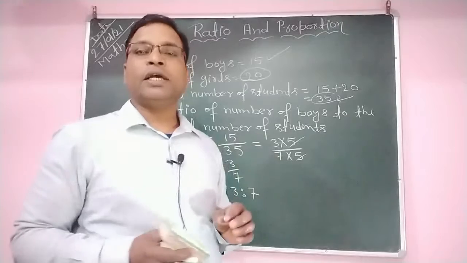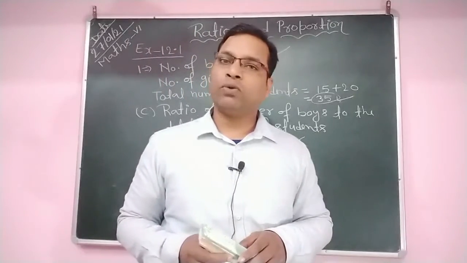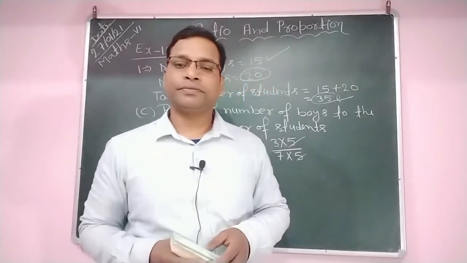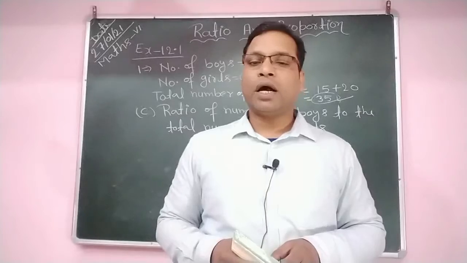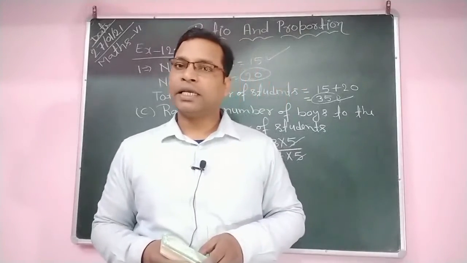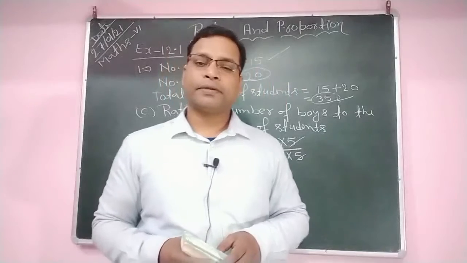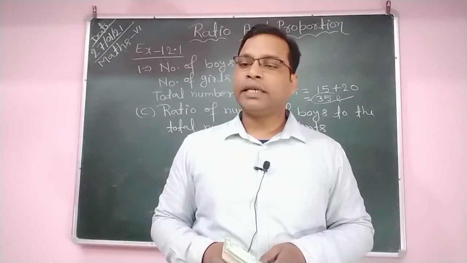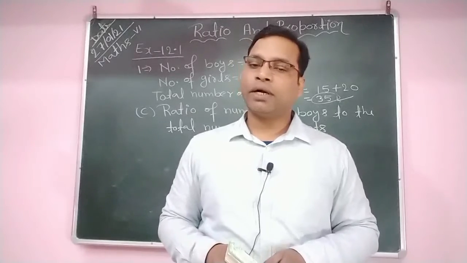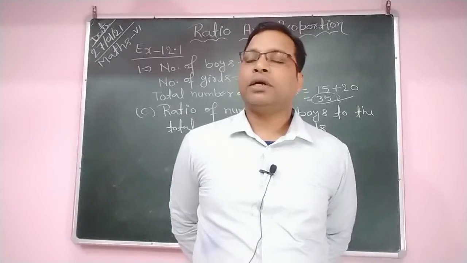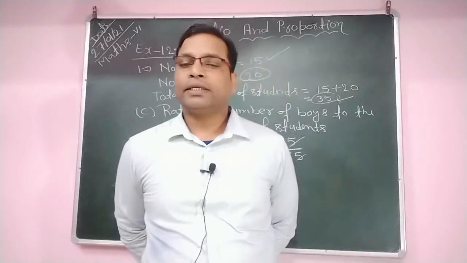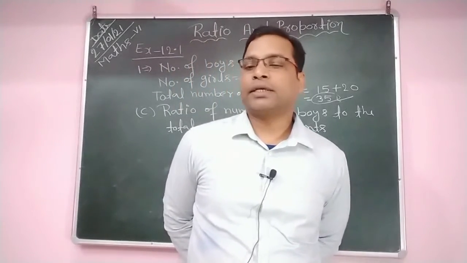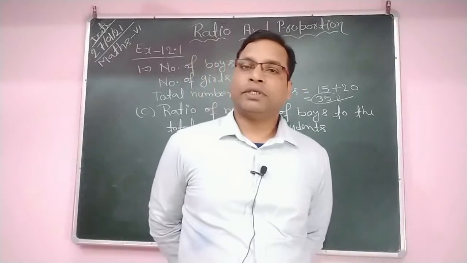Now we are going to discuss the second question of this exercise 12.1, chapter 12, ratio and proportion. So what is question number 2? Let's see. Question number 2: out of 30 students in a class, 6 like football, 12 like cricket, and the remaining like tennis. Find the ratio of number of students who like football to number of students who like tennis. In the second part of this question, number of students who like cricket to total number of students.